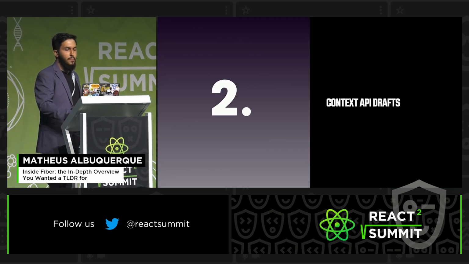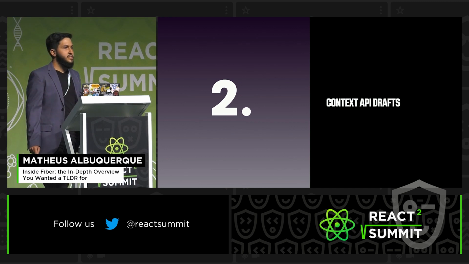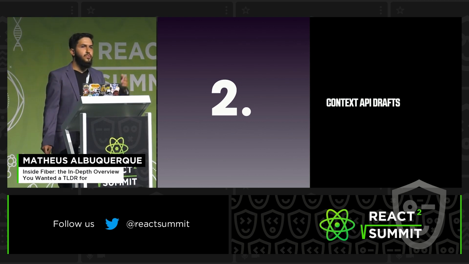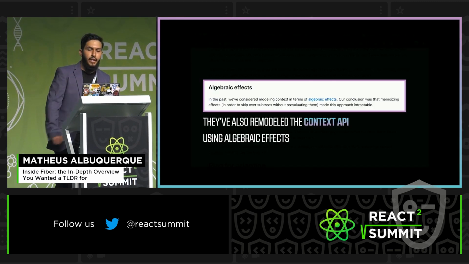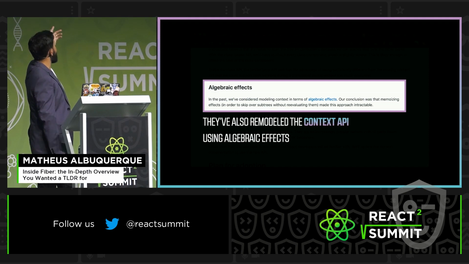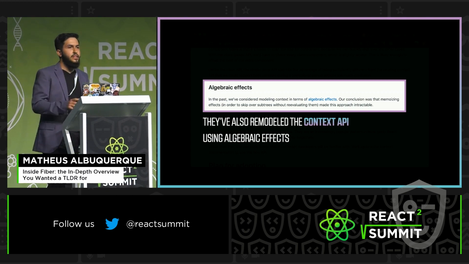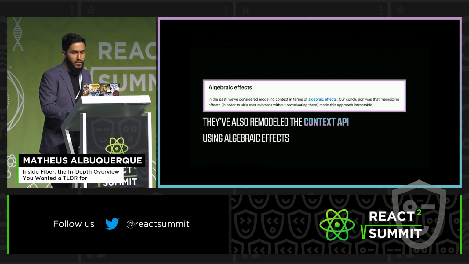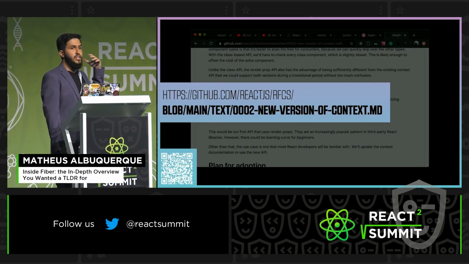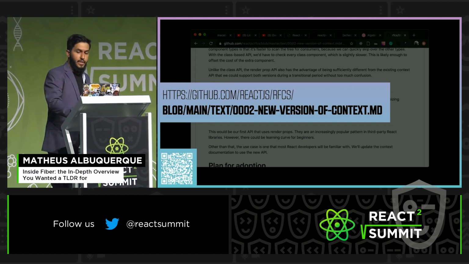Fast forward in time, when they were rebuilding the context API. So if you think about when React 16.3 was out, we had a brand new context API. When they were experimenting to create that, they also used the idea of effect handlers to build those. But again, issues with memoization and other optimizations prevented them from shipping that with effect handlers. But still, it's really interesting to check this out.